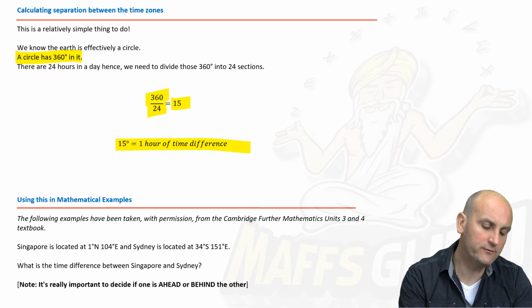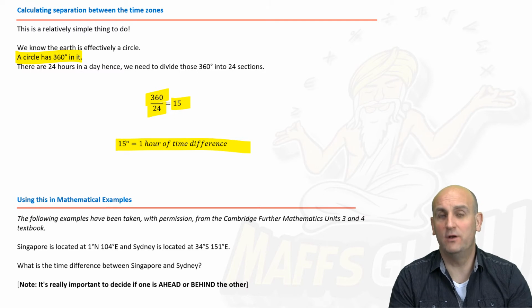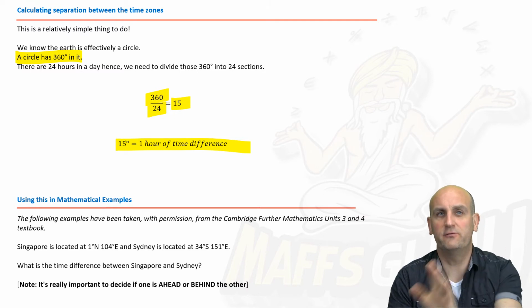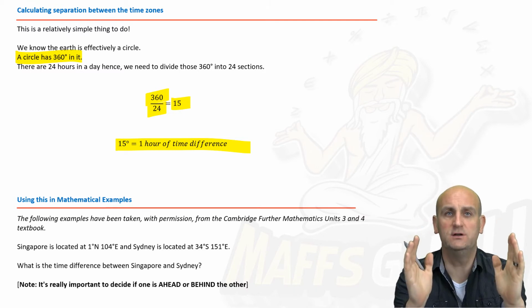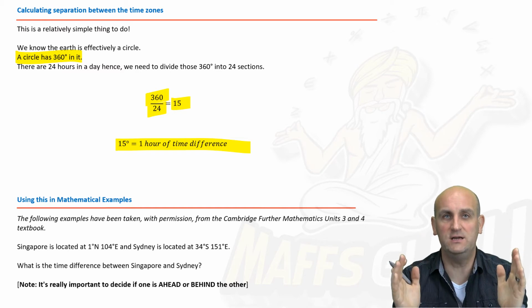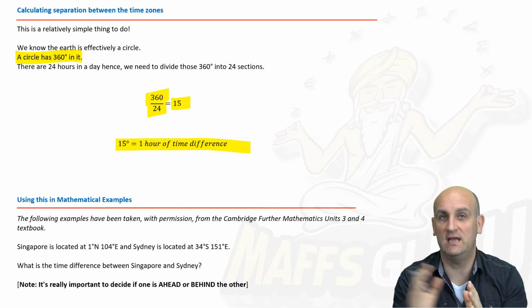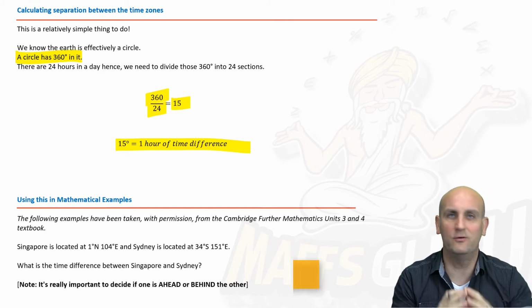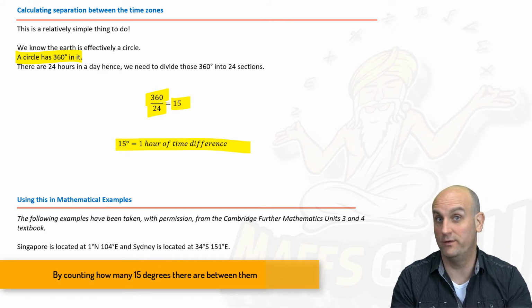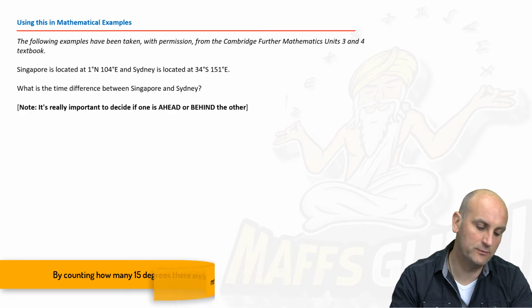How is that useful to us? Well, again, if we have lines of longitude, they give me the degrees. If I have two lines of longitude, I can work out their separation, and that will tell me how many hours ahead or behind they are from each other, or from London, or from anywhere in the world that they want it to do. So here's an example.